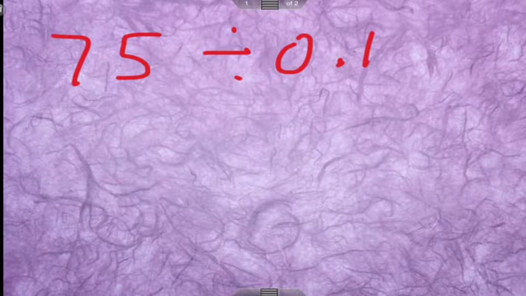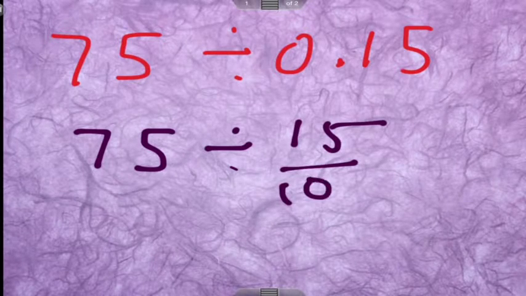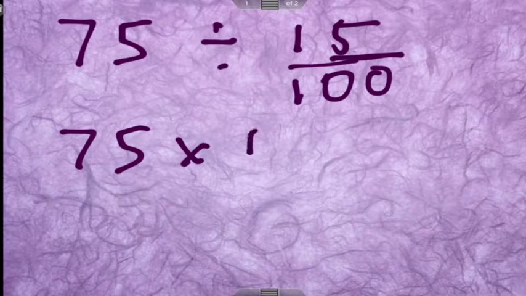Let's do 75 divided by 0.15 or 15 hundredths. Let's try the fraction way. So 75 divided by 15 over 100. Let me rewrite it now. So we have 75 divided by 15 over 100. What I'm going to do is write the reciprocal and change it to multiplication.